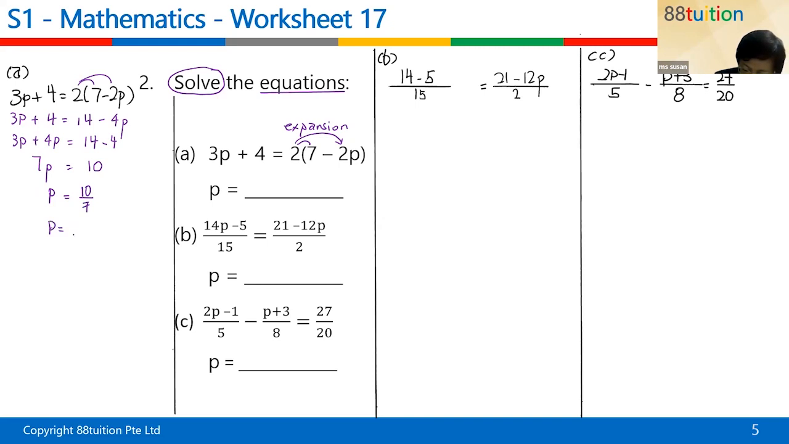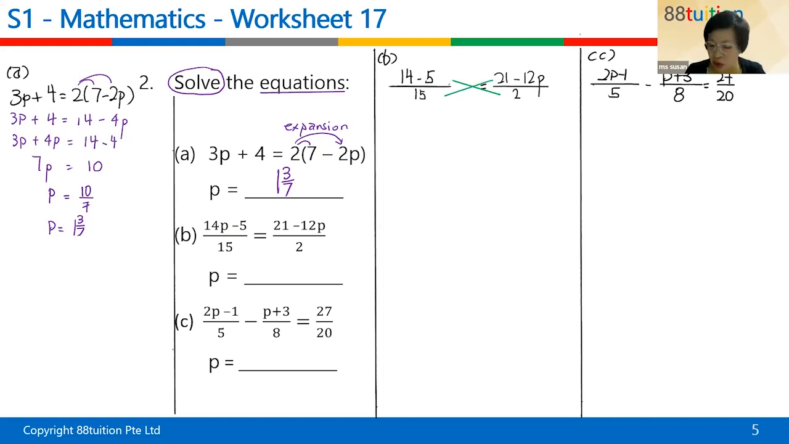So p will be 1 whole 3 over 7. Okay. Next question is about fractions. With fractions, there are two things you can do. One, you can make the common denominator 30 because it has a common multiple of 30. If not, then you do your authentic way. You cross multiply.